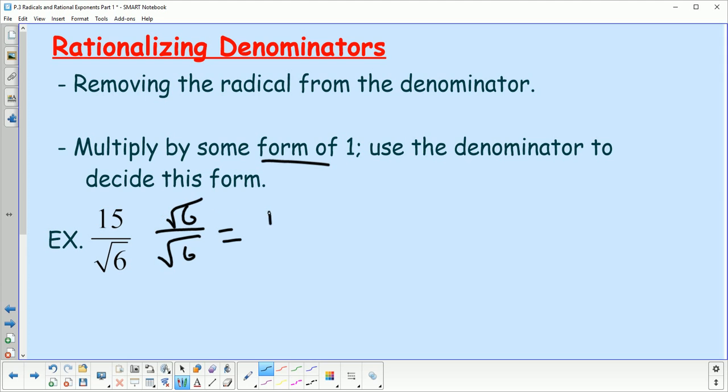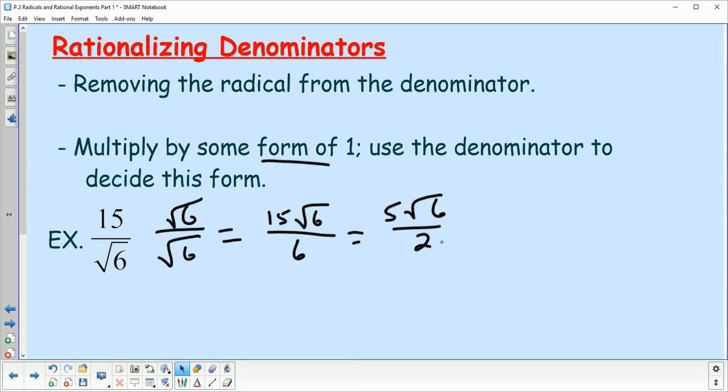And our numerator, then, we'd have 15 square root of 6 all over, and the square root of 6 times the square root of 6 is just 6. And we can go one step further and say we can reduce 15 over 6 by dividing both by 3. So we'd have 5 square root of 6 over 2. And that would be how we rationalize a simple denominator that only has one term.